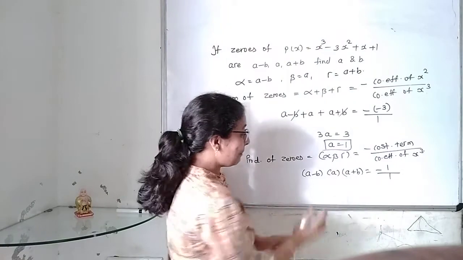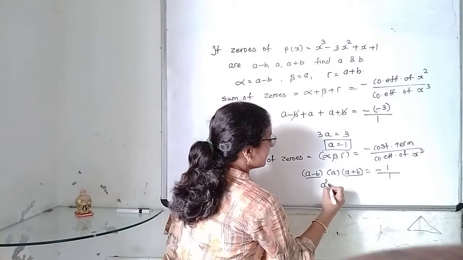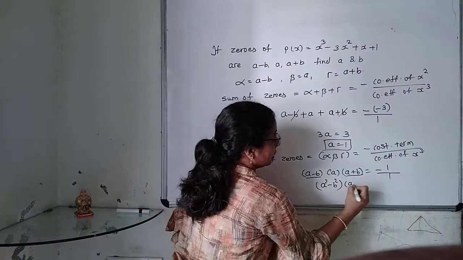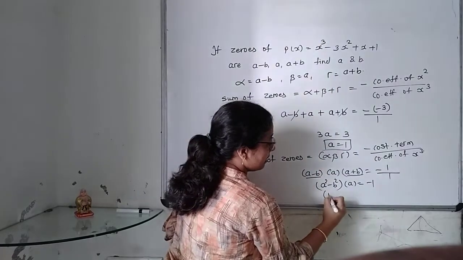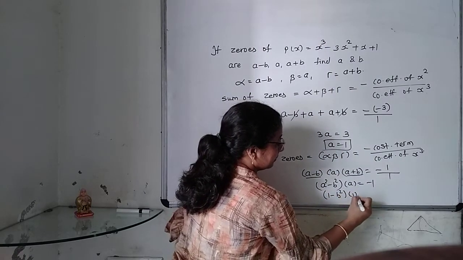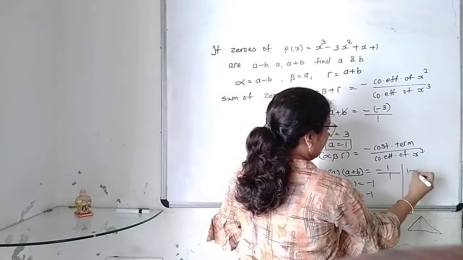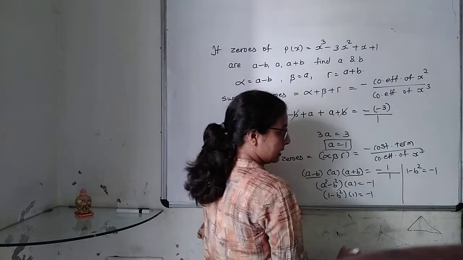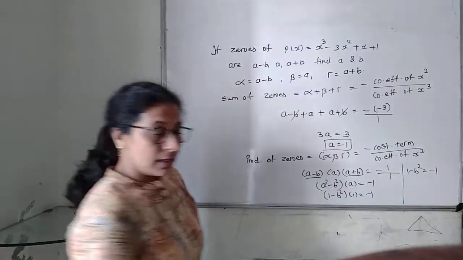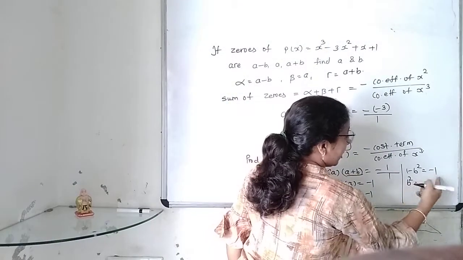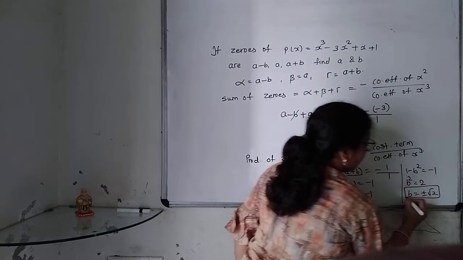So now you multiply here, a plus b and a minus b is what? A square minus b square into a is equal to minus 1. But a is 1, so we will write the value of a here, is equal to minus 1. So what is it? 1 minus b square is minus 1. So b square goes to the other side. That is b is equal to what? B square is equal to 1 plus 1, 2. So b is equal to plus or minus root 2.